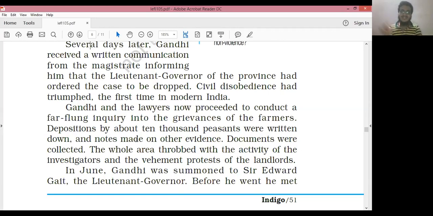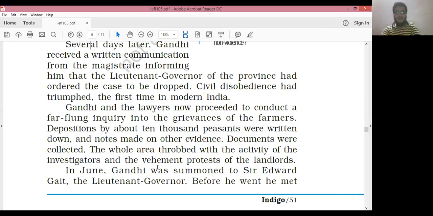Okay, so next what happens, let's see. In June, Gandhi was summoned to Sir Edward Gait. Who summoned him in June? Sir Edward Gait, the Lieutenant Governor. Here the Lieutenant Governor summoned Gandhi for the second time. The first time he was summoned by a messenger to the court. He was served a notice, and then he denied it. That was the first summons. This is the second summons.